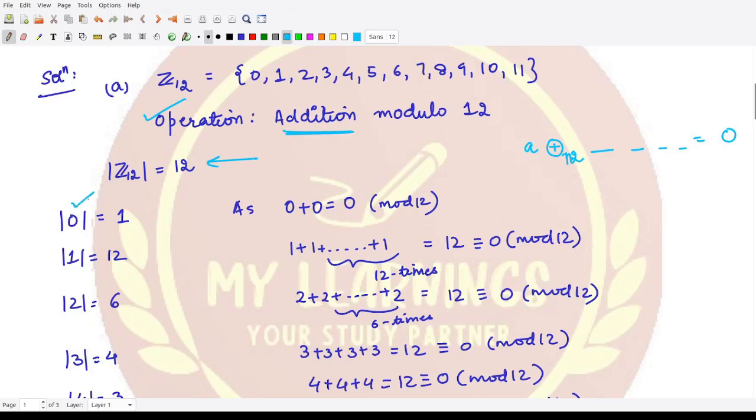For the element 0, when added to itself, how many times would give you 0? It is just 1, so the order is 1. What about the element 1? When you add 1 to itself 12 times, you would have the number 12, and when you divide 12 by 12, you would have 0 as the remainder. So 12 is the order here, and it is the least number for which we obtain the identity.